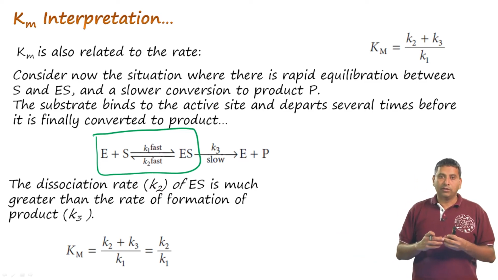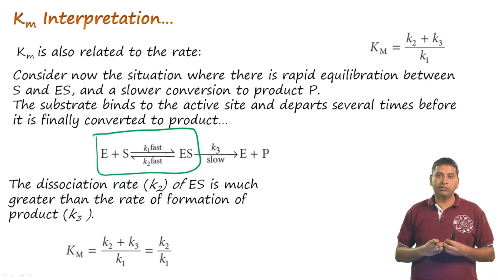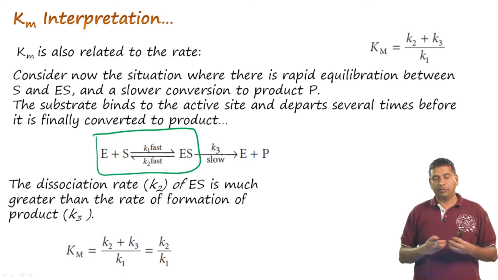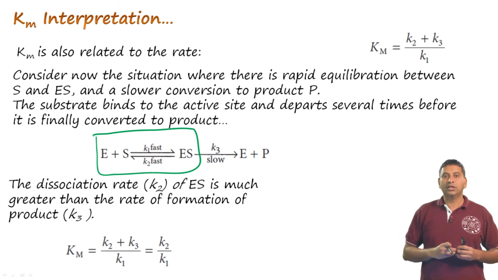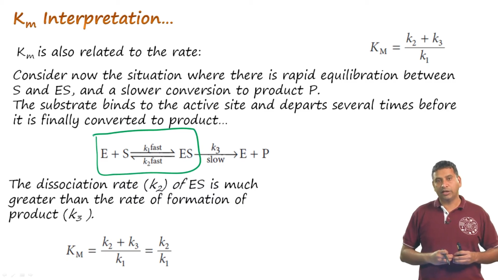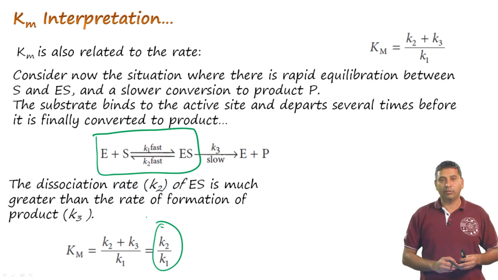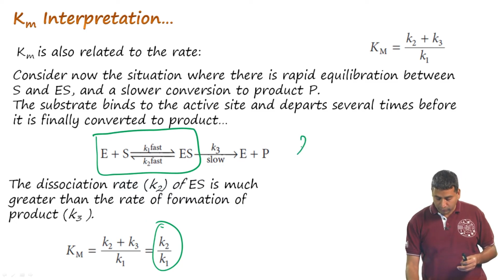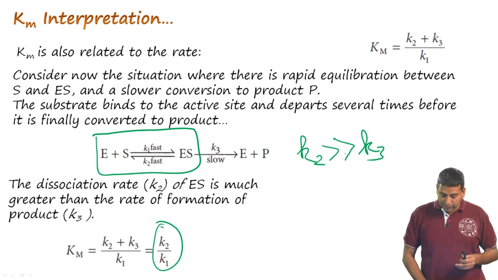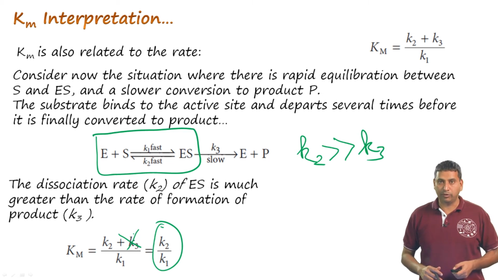Therefore, the formation of the product is significantly slower than the rapid equilibrium that happens between the enzyme and the substrate. So, the dissociation rate K2 of the enzyme substrate is much greater than the rate of formation of the product, which is K3. You can approximate this equation to K2 divided by K1. How do we get this? K2 is much greater than K3, so you can remove this term because it does not add much value to the numerator, and you end up getting K2 divided by K1.